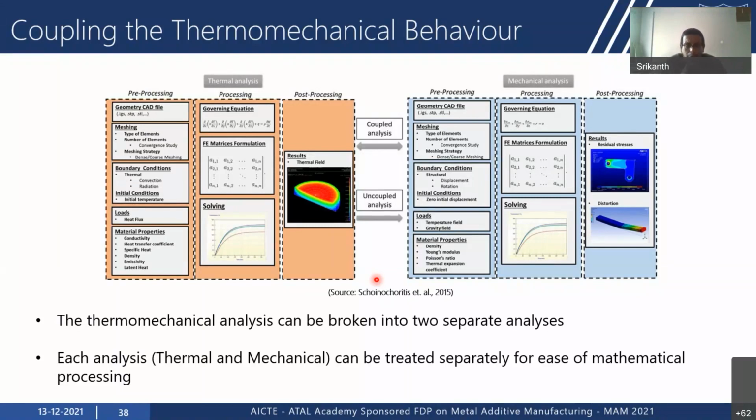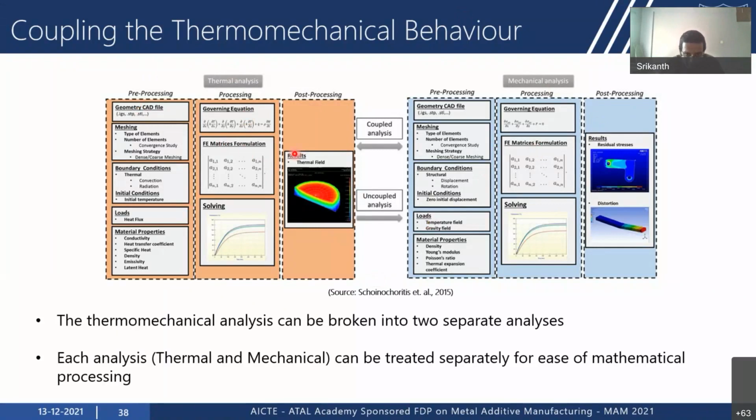As I said just now, the temperature causes the mechanical response in AM. Once the stresses exceed the yield strength, there's going to be plastic deformation that is converted to heat. Whether we take into account this heat generation in the computation of the temperature field is what decides whether it's a coupled or uncoupled analysis. So we have the thermal analysis and the mechanical analysis. You can do a coupled analysis or you can do an uncoupled analysis.